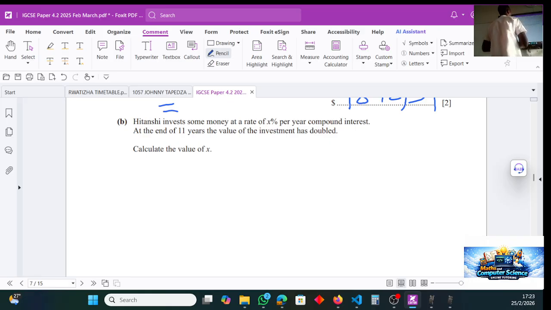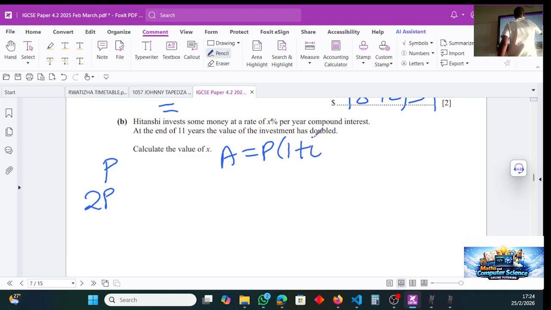At the end of 11 years, the value of the investment is doubled. So we are not told how much he invested. Let's call it P. So at the end of 11 years, we have got 2P. So we are going to try and build up an equation which will help us to find the interest rate involved. So let me do my substitution because the formula is still the same. A equals P into 1 plus i, all to exponent n. So finally it was 2P.